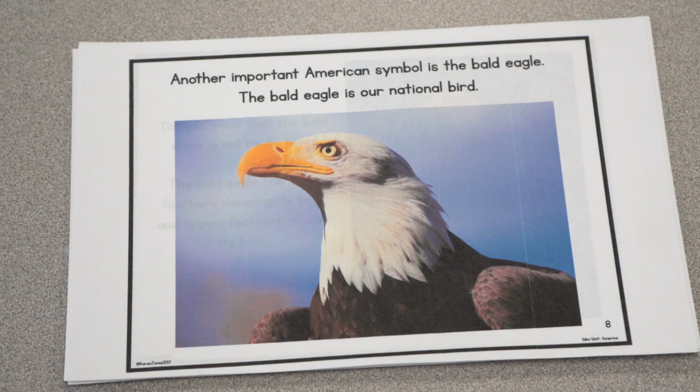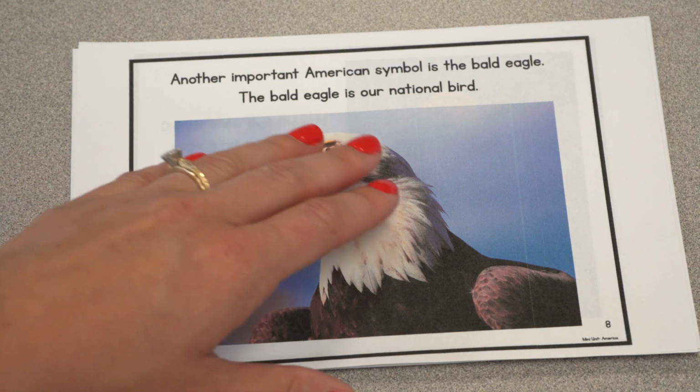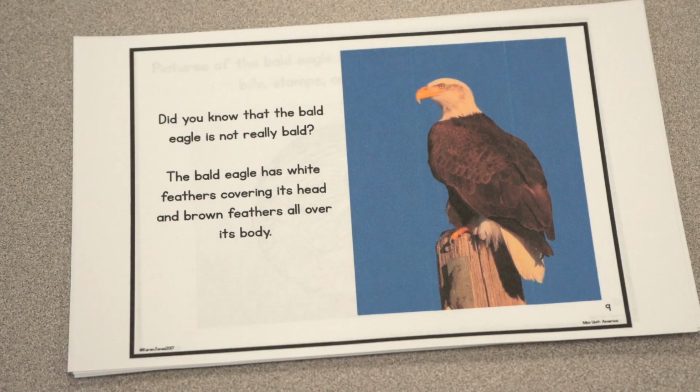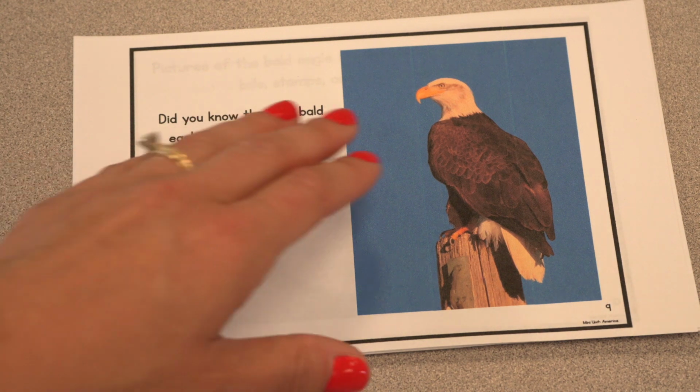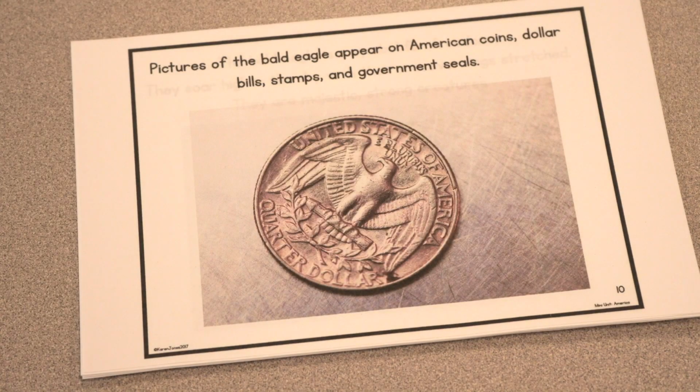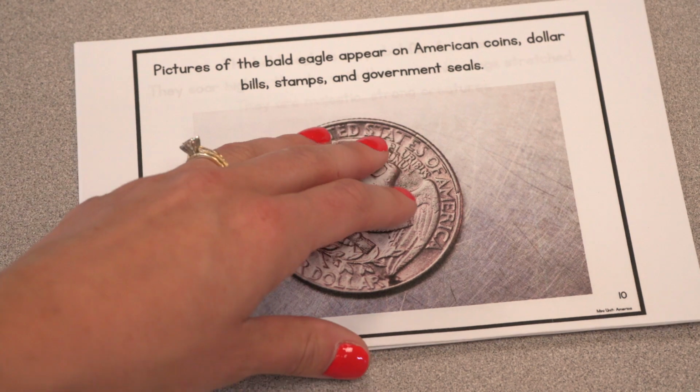Another important American symbol is the bald eagle. The bald eagle is our national bird. Did you know that the bald eagle is not really bald? The bald eagle has white feathers covering its head and brown feathers all over its body. Pictures of the bald eagle appear on American coins, dollar bills, stamps, and government seals.